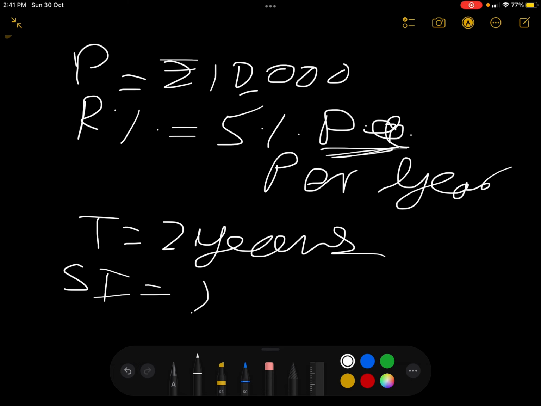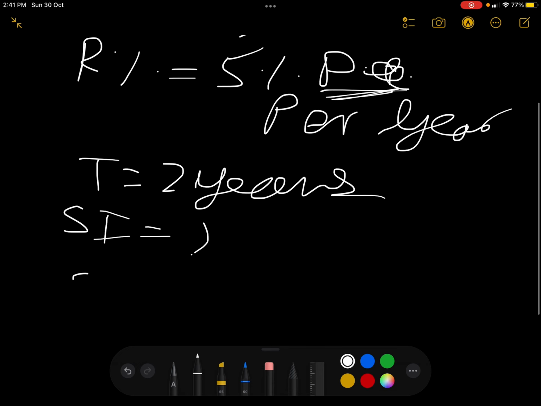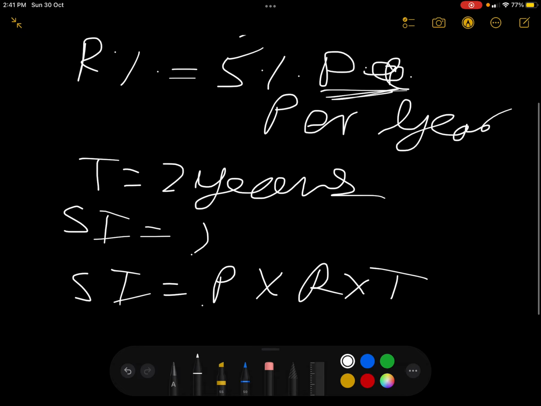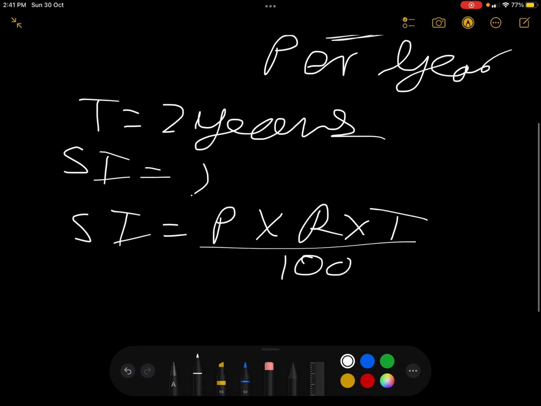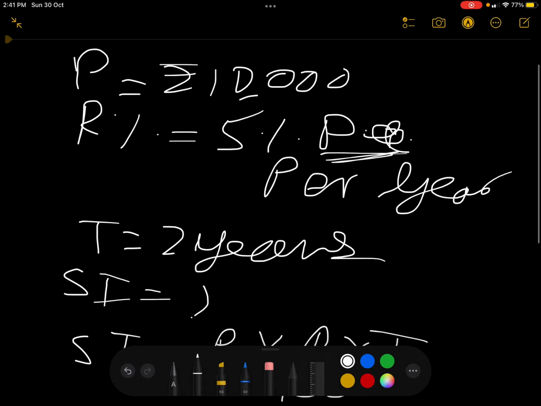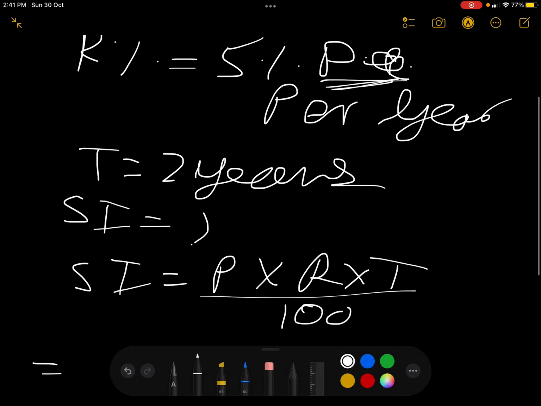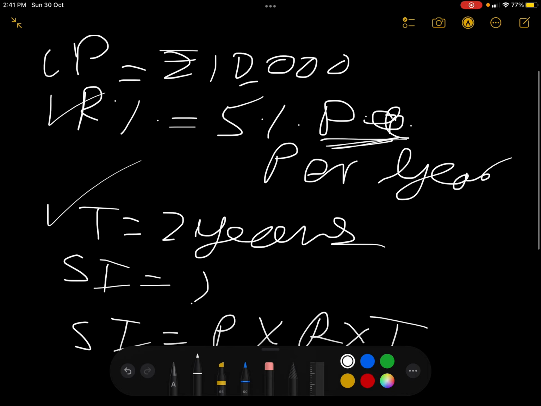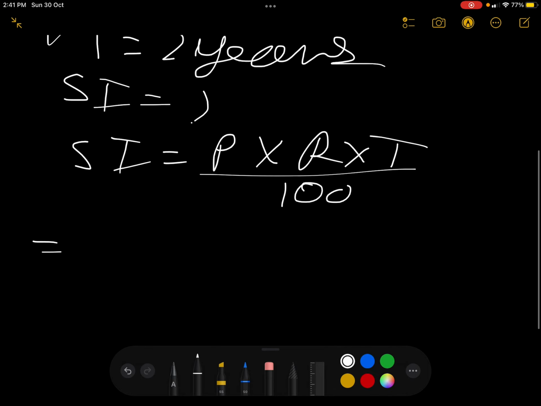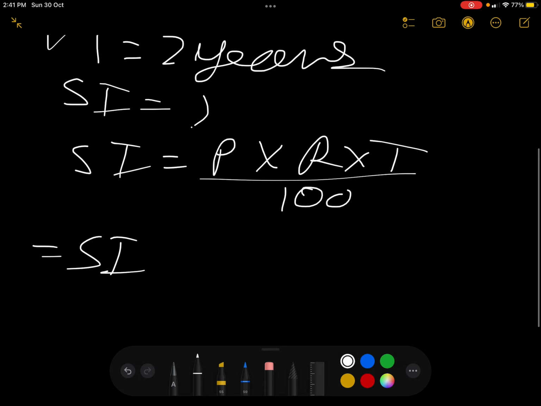As I had explained in the previous video also, SI is equal to PRT by 100. For this video we'll be taking this formula to solve for the other elements like rate, time, principal, without actually using their formulas. First, let us calculate the simple interest.